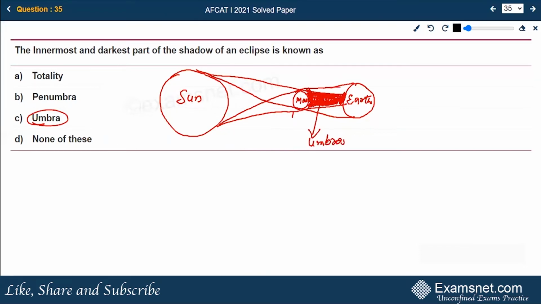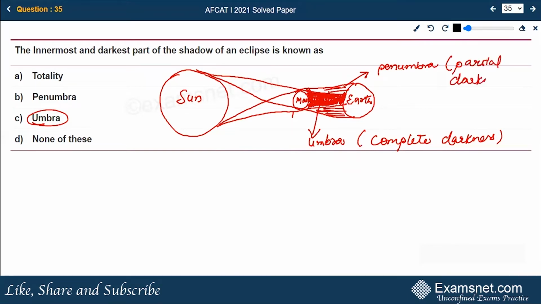And over here in this region, there is partial darkness. This is not complete darkness. Umbra is a region of complete darkness. And this region is called penumbra. This has partial darkness. So the answer to this question is umbra.